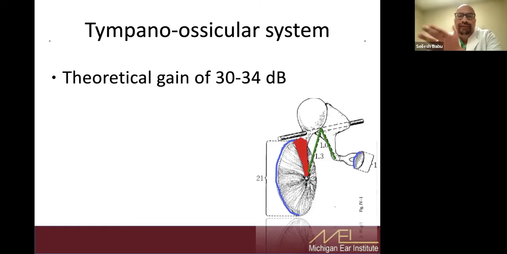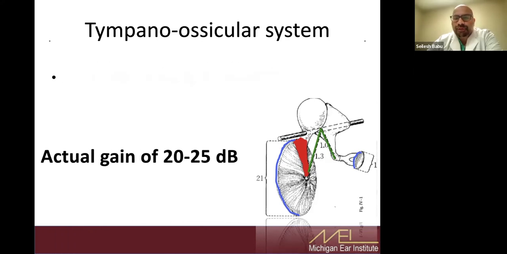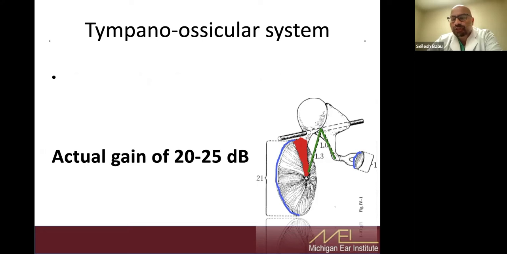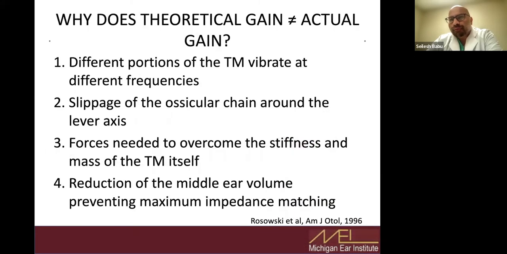So we should get a theoretical gain of that sound energy to normal, but we don't seem to get that. The actual gain seems to be approximately 20 to 25 decibels, and there's still a little loss of energy. Why do we think that we lose some of that energy? It may have to do with different portions of the tympanic membrane vibrating at different frequencies, which has some impact on the ability of the sound energy to transmit to the footplate. There's slight slippage that occurs at the ossicular chain around the axis of how they rotate. And there are certain stiffness or masses of the tympanic membrane, whether it's tympanosclerosis, scarring, or previous infections, that may reduce the theoretical gain again.